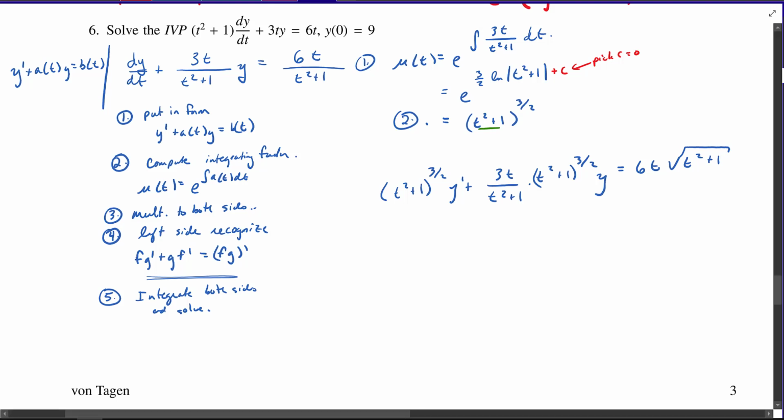So the whole reason why we do this is because we recognize that it's of this form, and we can go ahead and simplify the left-hand side by saying that here we've got a product rule.